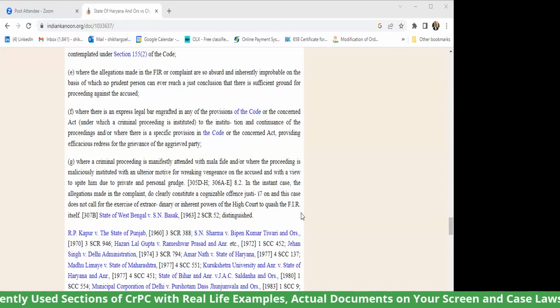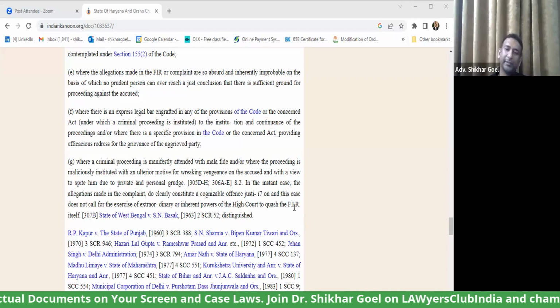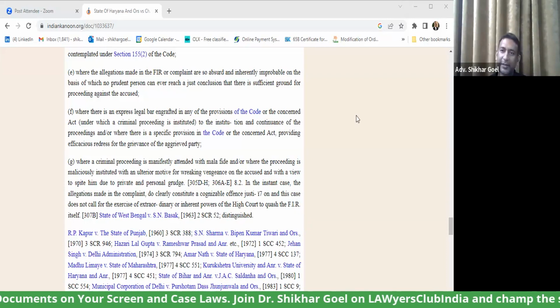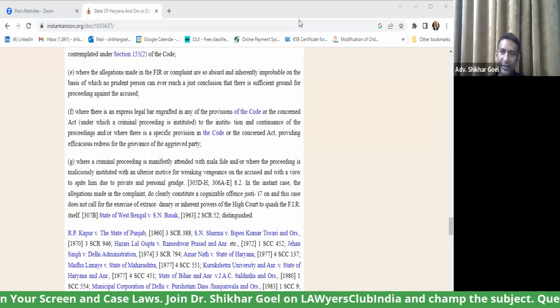Where a criminal proceeding is manifestly attended with malafide, or where the proceeding is maliciously instituted with an ulterior motive for wreaking vengeance on the accused and with a view to spite him due to private and personal grudge. In the instant case, बस काफी है. Okay, so the last point is very important. It's very close to the case we are drafting. अब आपको ये पॉइंट समझ में आ गए. इस जजमेंट को अपनी बाइबल समझ के 482 ड्राफ्ट कीजिएगा.